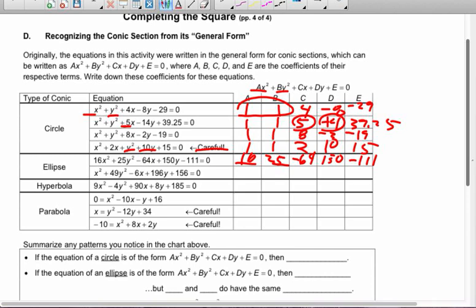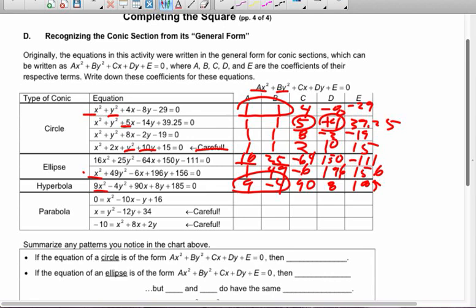Okay, hyperbola. On this one, x squared has 1 in front of it. Y squared has 49 in front of it. Then negative 6, 196, and 156. Okay, for the hyperbola, my x squared term is 9. My y squared term is negative 4. And then I've got 90, 8, and 185. Again, the important thing to remember here for a hyperbola is they're opposite signs.